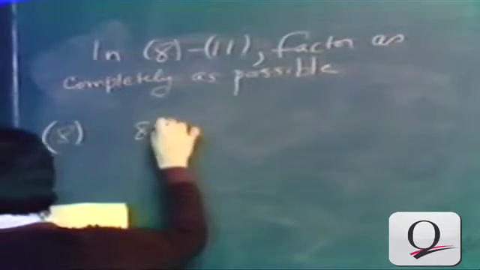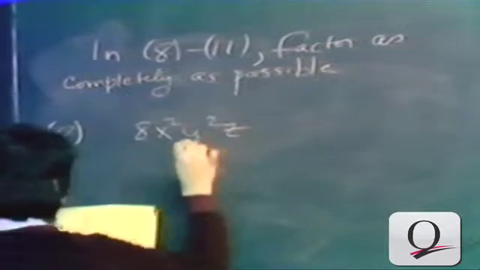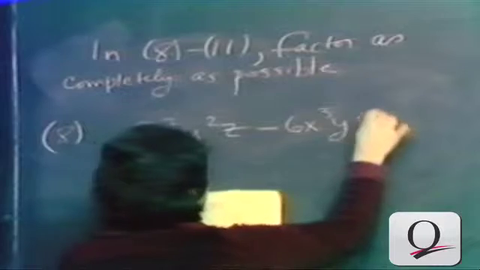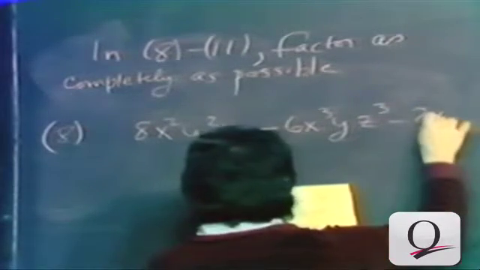Okay, in the following examples, in problems 8 through 11, we want to factor as completely as possible. In problem 8, it's 8x squared y squared z minus 6x cubed y z cubed minus 2x squared y z.